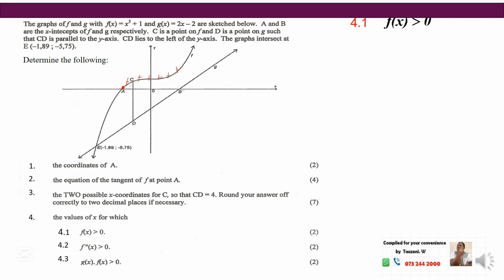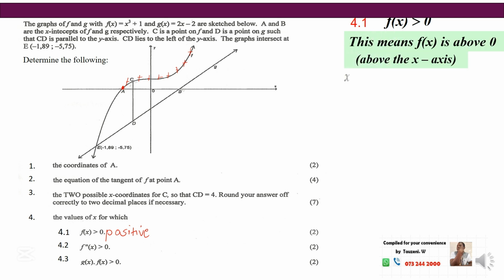And from this grid, we can see that from point A, the graph of f is positive on the right-hand side. So we are looking for the sections where the graph is above the x-axis. And that is happening from A going to the right. The coordinates of point A are -1 and 0. So we can say the answer to this question is from -1 up to positive infinity, or x is greater than -1. That is the answer for number 4.1.